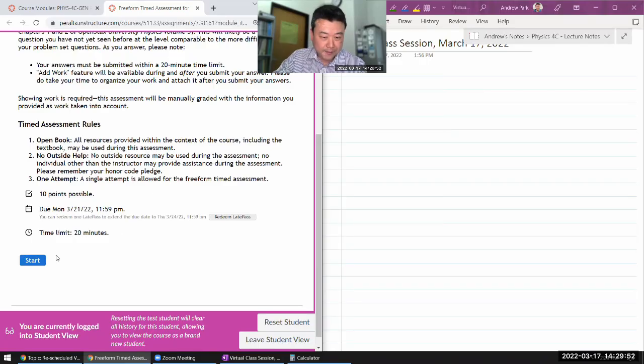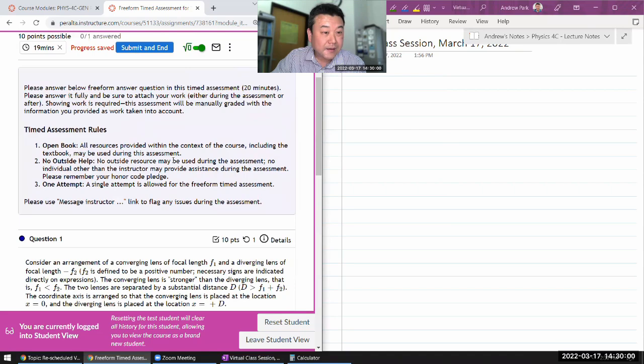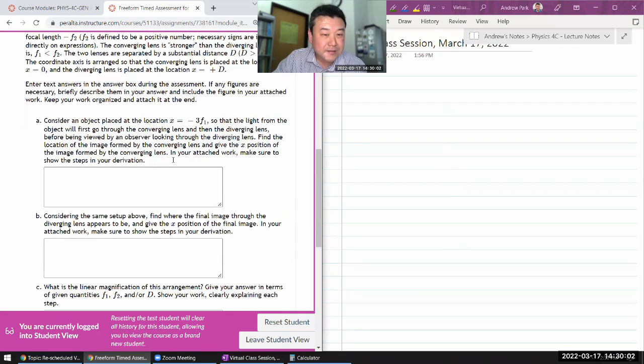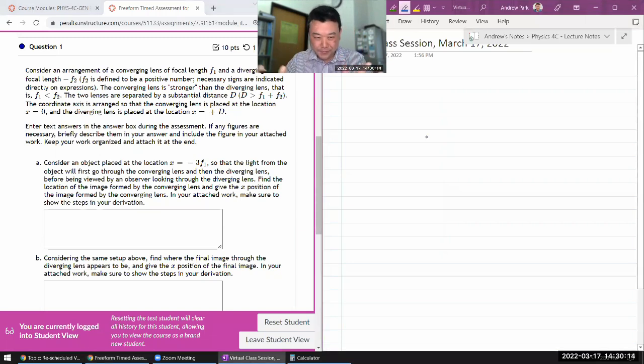So let me do one attempt for the test student and see what that looks like. I don't know what the test student is going to get. I think this is the question I've nicknamed two-lens analysis. I remember this as being a particularly long question, so I'll be quick about doing this.